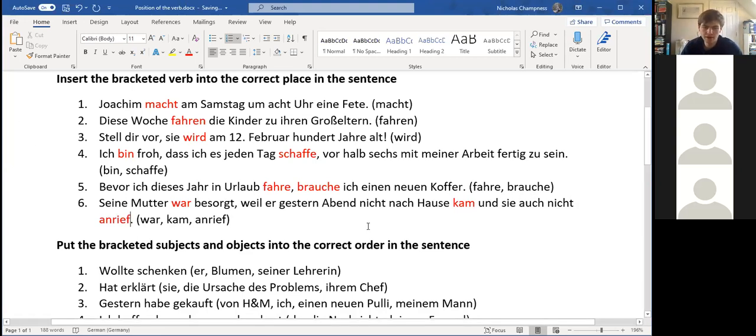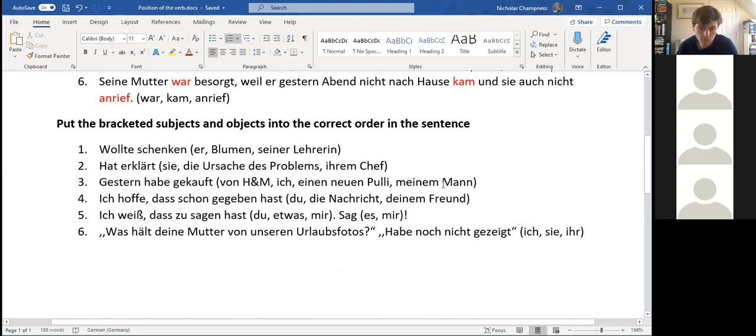So: "Seine Mutter war besorgt, weil er gestern Abend nicht nach Hause kam und sie auch nicht anrief." So it still obeys the "weil". There's not a comma between the "weil" and the end of the sentence. If there was, and it was a different connective than "und", I wouldn't think about it. It would be the same with "auch"; you don't need a comma around "auch". I would just look for commas. If you can't see a comma between "weil" and the end of the sentence, then anything within that sentence is going to have to be subject to the "weil" and go to the end. Does that make sense? Yeah.